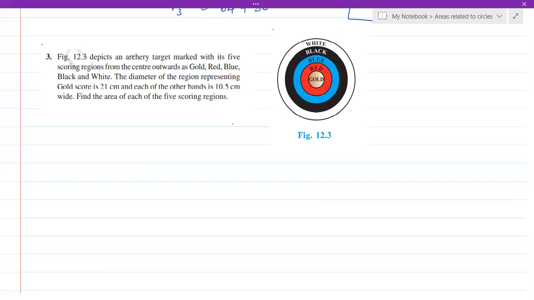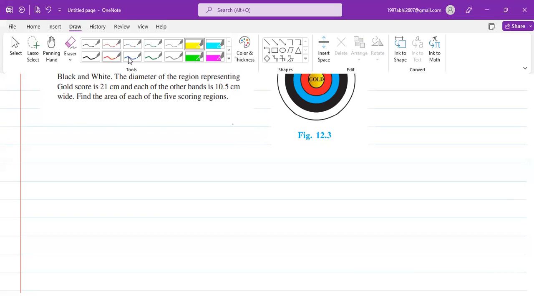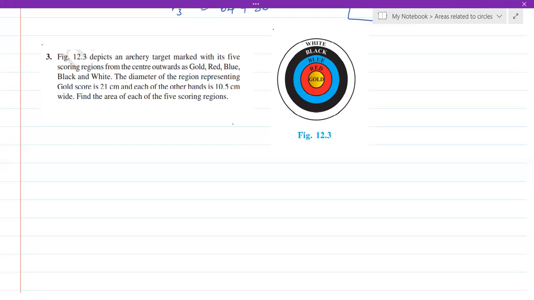Now, find the area of each of the 5 scoring regions. So we have to find the area of each of the scoring regions. First, let's find the area of the gold region. Here we have to find the area of the gold region, the red region, the blue region, the black region, and the white region. These are the things that we have to find. So first, let's write down the given things.